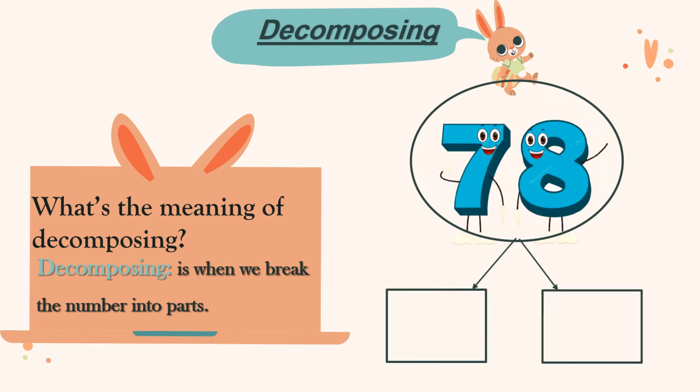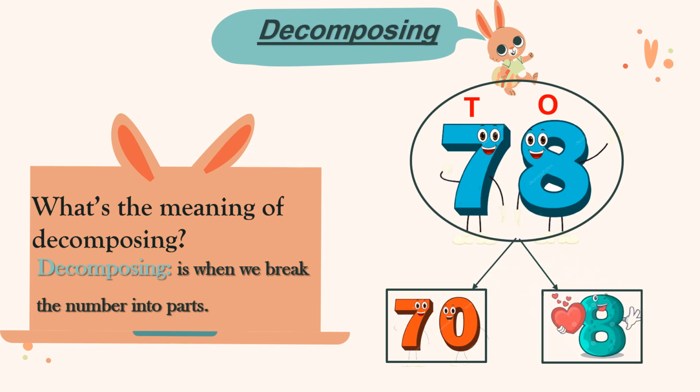78. First, let's put the places. 8 in ones, 7 in tens. In tens, how many zeros do we have? Yes, we have only 1 zero. So we will put 7 with 1 zero. It will be 70. In ones, how many zeros do we have? Nothing. In ones, we don't have any zeros. So we will put 8 as it is. So 78 means 70 plus 8.